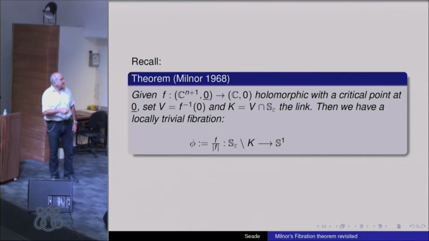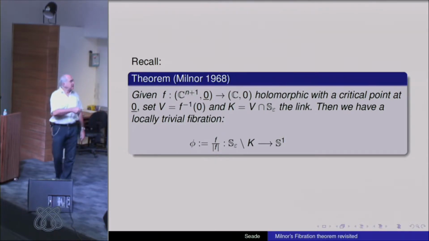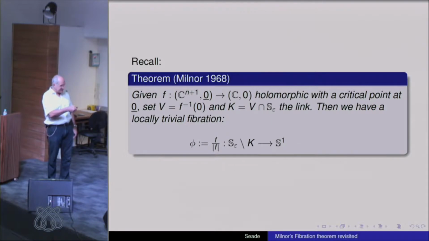But here you can replace Cn by any complex analytic space, as complicated and as singular as you want, and you have a version of Milnor's fibration theorem essentially in this language, in this setting, in a tube. That's what Lê Dũng Tráng proved. In particular, it applies to the case when the function is defined on Cn. Okay?